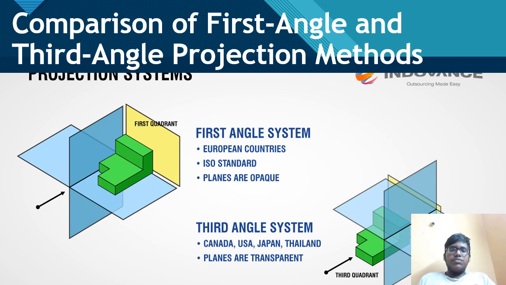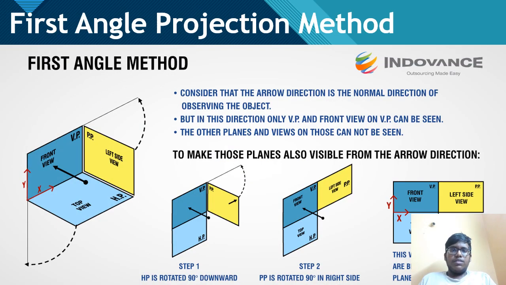Comparison between first angle and third angle projection methods. As you can see in the diagram, it shows us that the first angle system is being used in European countries and also for the ISO standard, in which the planes are opaque, whereas the third angle system is being used in USA, Japan, and Thailand, in which the planes are transparent.